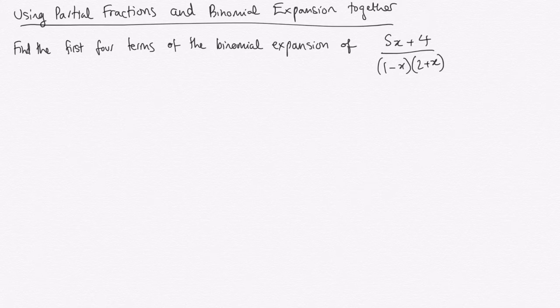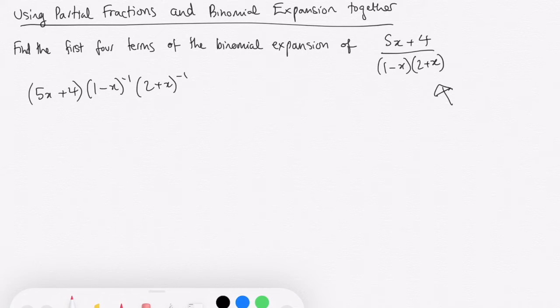In this example, I want to talk about how we might find the binomial expansion of an expression like this one given here. One way you might go about this is by writing this as 5x plus 4 multiplied by 1 minus x to the power of minus 1 multiplied by 2 plus x to the power of minus 1. Then you could find the binomial expansion of each of these terms, and then multiply out to get the first three terms.